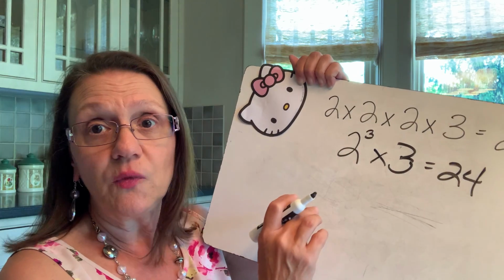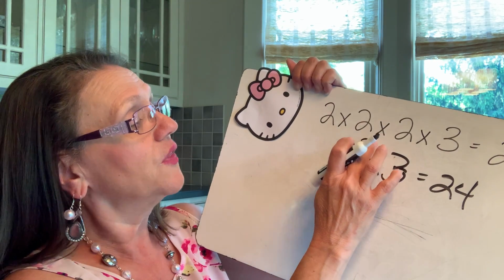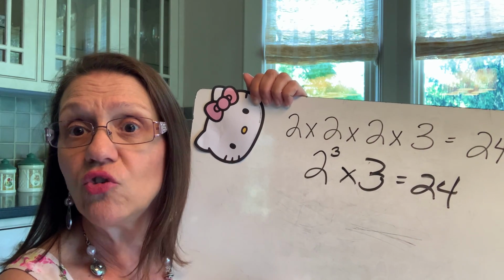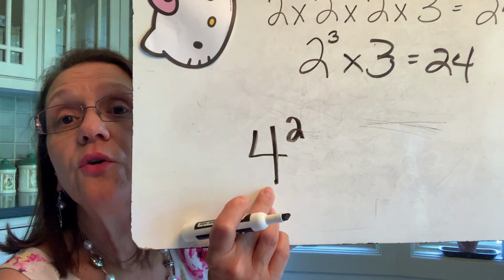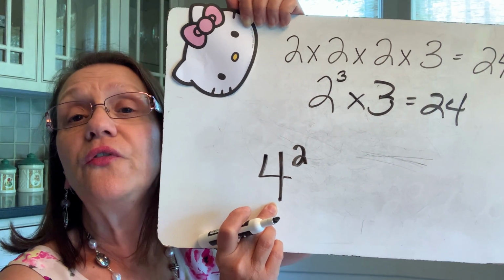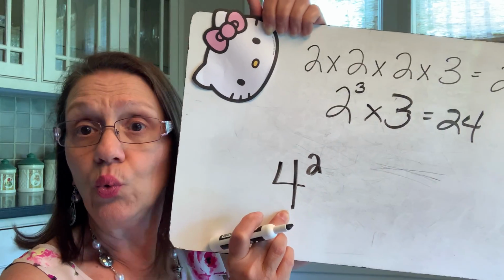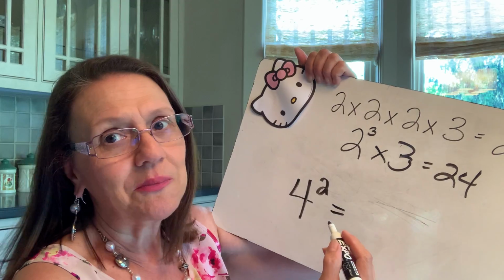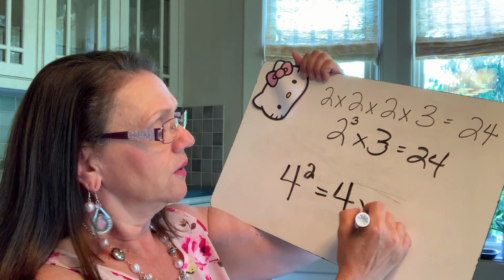When you use an exponent, this is a very common one. To the power of is how we say it, to the power of 3. Let's say you have this exponent. There are 2 ways to say that. It is 4 to the power of 2. If I were to express that, it would not be 4 times 2. It is 4 times 4.